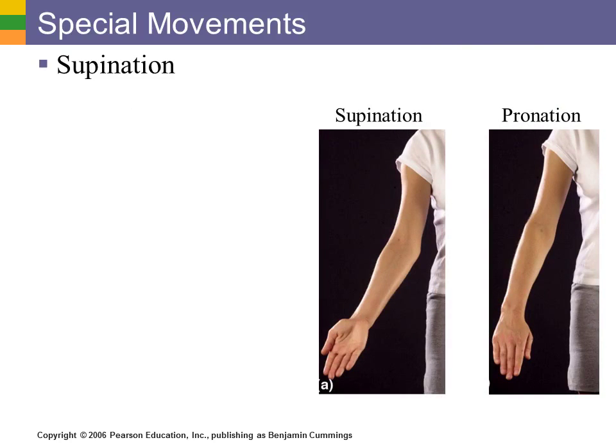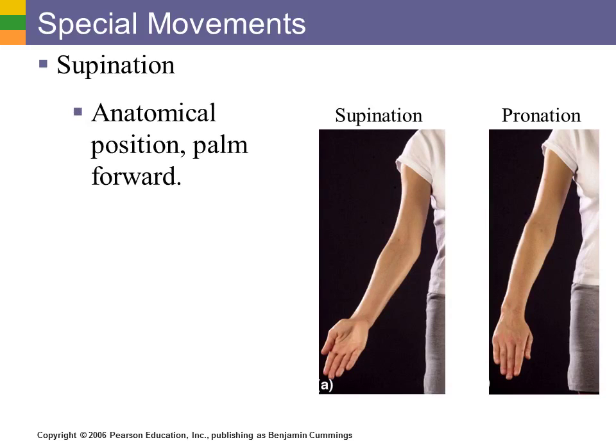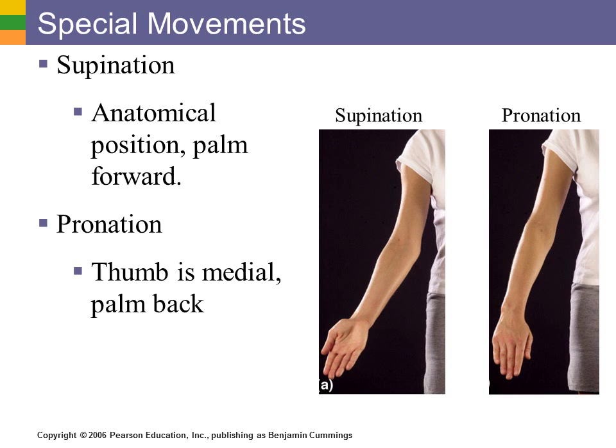Special to your forearm is supination and pronation. In supination, this is basically anatomical position. Your palm is forward. Many people say that if you were going to try to hold a cup of soup in your hand, take a sip of it, that's like supination. You have to have your palm up. Pronation, opposite here, thumb is going to be medial. So your palm is going to be back. So some people say, you're thinking about, hey, do you want some soup? You put your palms up.